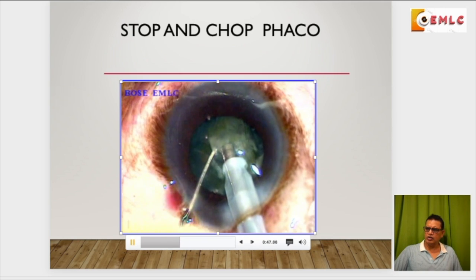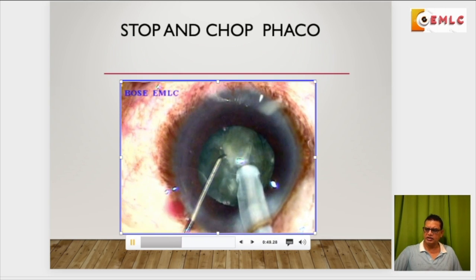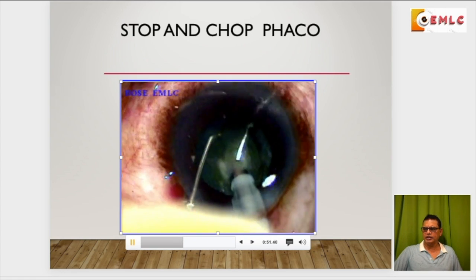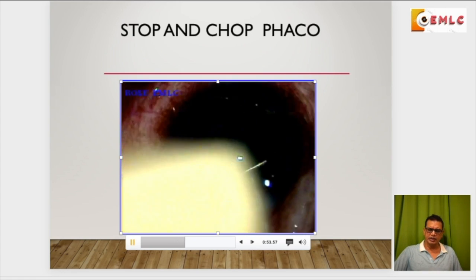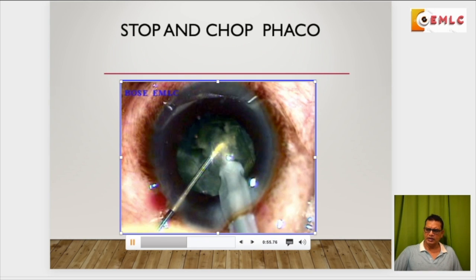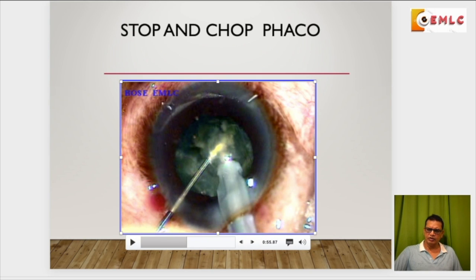So this is called stop and chop, means initial sculpting to make a deep groove inside, crack the nucleus into two parts, and then finally remove the fragments.